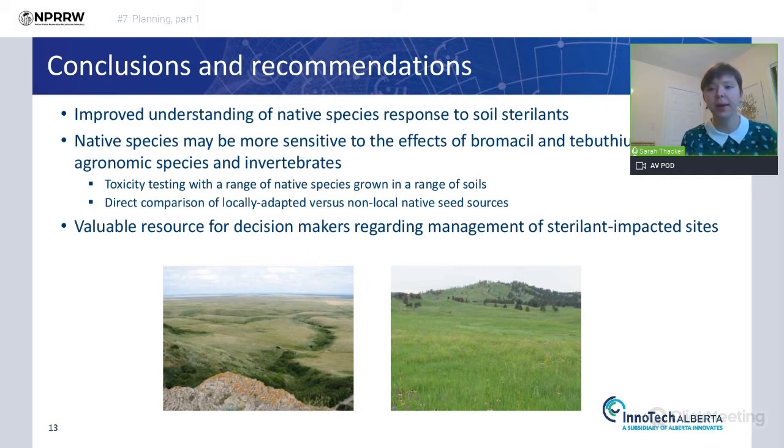But overall, I think that these findings are a valuable resource for decision makers regarding the management of sterilant-impacted sites. And I think it could be applicable for consideration in other provinces as well.